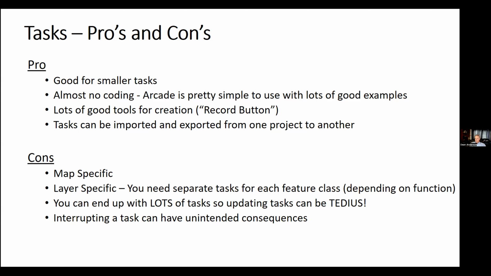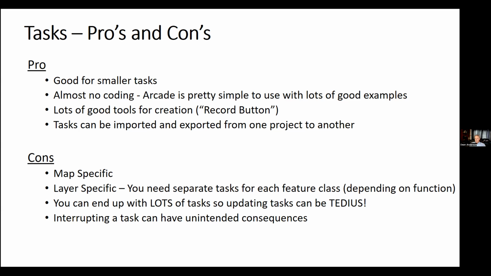The second, it's layer specific. So not for all tasks, but if you are going to use functions that, for example, let you update an attribute, that attribute is going to exist in a table. That table's associated with a specific layer. So it's layer specific, and you could end up with lots of tasks if you have lots of layers. That could mean a lot of updating to do when they want it changed, and it can be tedious.